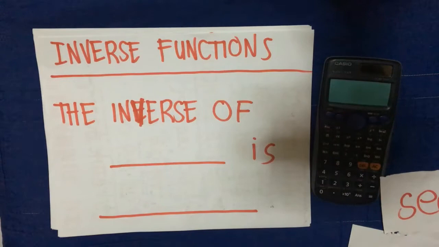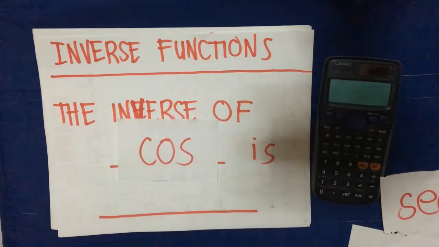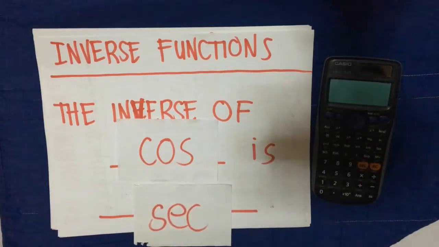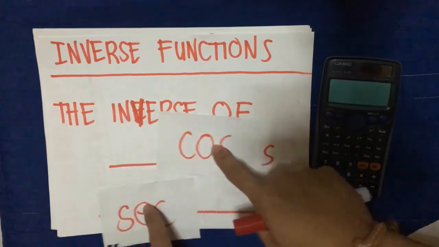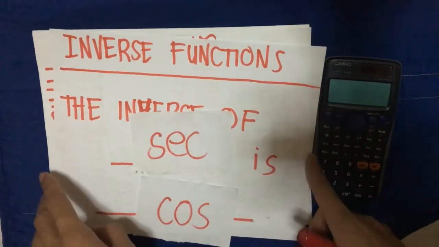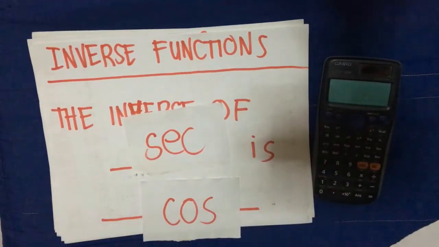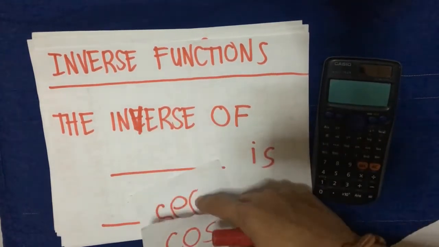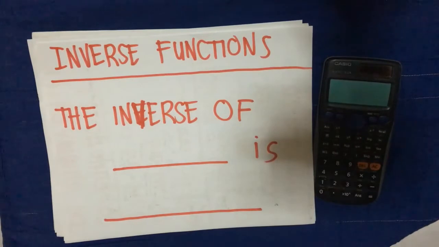Let's continue with the inverse function of cosine. The inverse function of cosine is none other than the secant. Therefore, cosine and secant are inverse to each other. You have to remember that characteristic. And also vice versa, the inverse of secant is cosine. That is the second inverse trigonometric function that you have to remember.